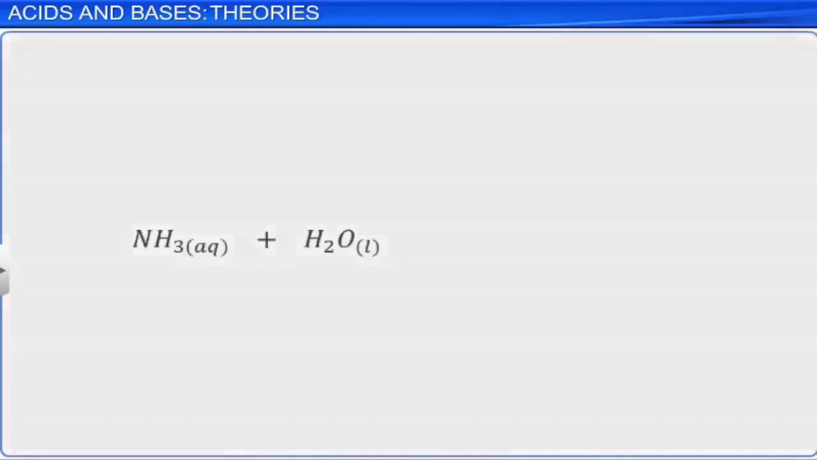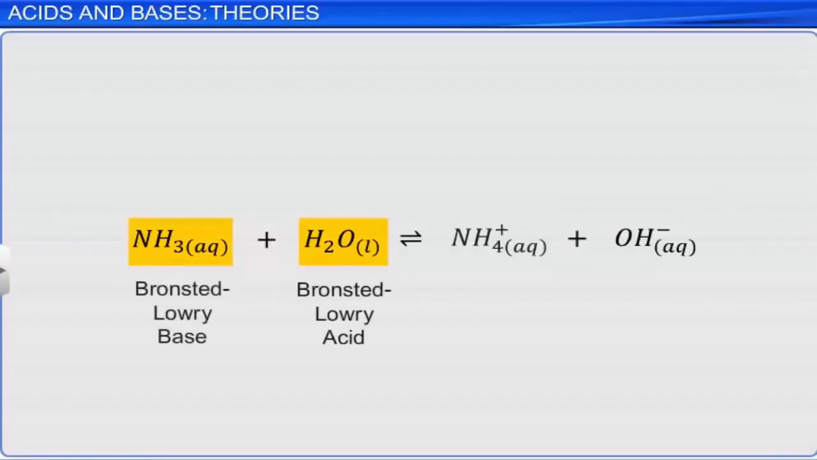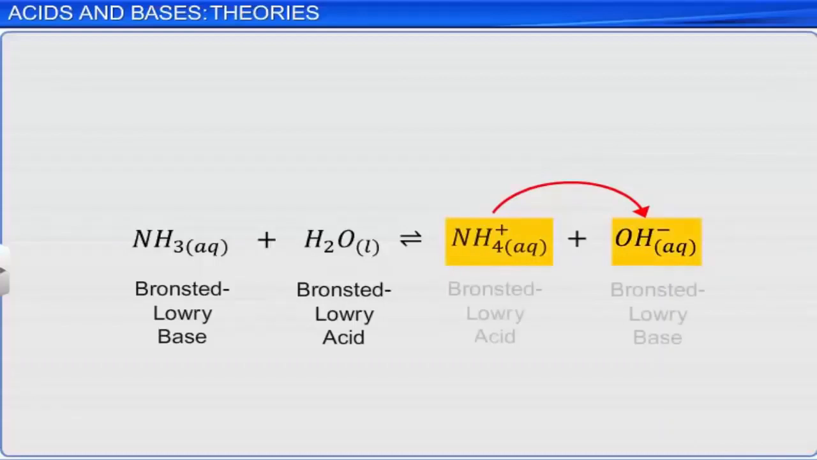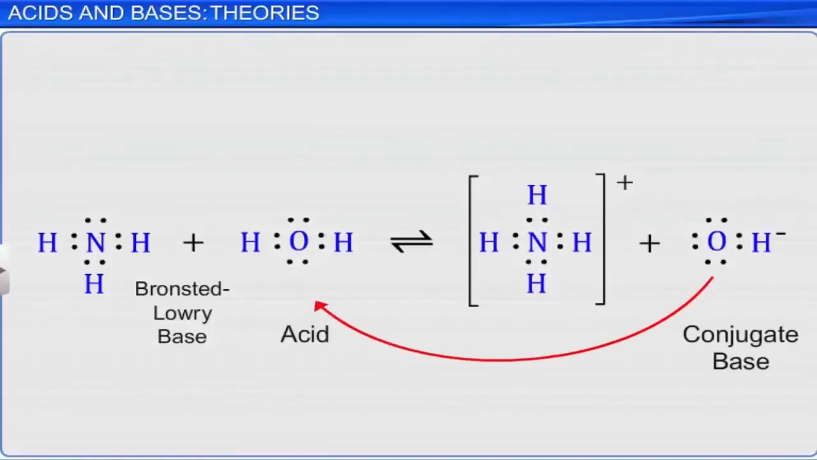In the dissolution of ammonia in water, the water molecule acts as a proton donor and the ammonia molecule acts as a proton acceptor. Thus, the water and ammonia molecules are called Bronsted-Lowry acid and base, respectively. In the reverse reaction, the ammonium ion NH4+ donates a proton to the hydroxide ion OH-. Hence, NH4+ and OH- act as Bronsted-Lowry acid and base, respectively. In this case, the OH- ion is called the conjugate base of the acid H2O, and the NH4+ ion is called the conjugate acid of the base NH3.